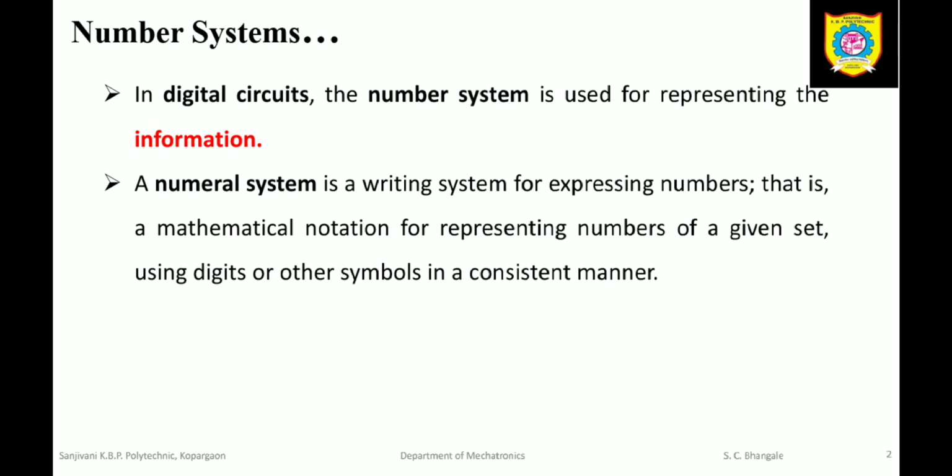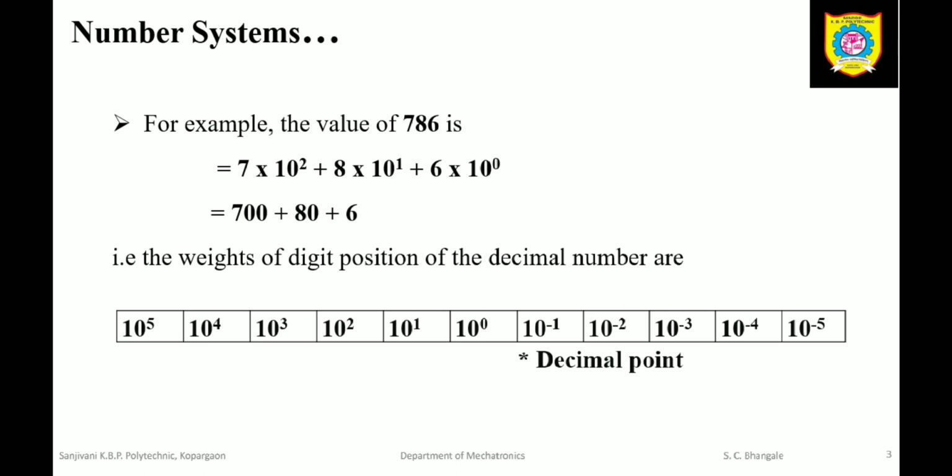A numeral system is a writing system for expressing numbers, that is, a mathematical notation for representing numbers of a given set using digits or other symbols in a consistent manner. For example, how can we calculate the value of 786? It is 7 into 10 raised to 2 plus 8 into 10 raised to 1 plus 6 into 10 raised to 0, which equals 700 plus 80 plus 6. That is how we calculate using the weights of digit positions of decimal numbers.